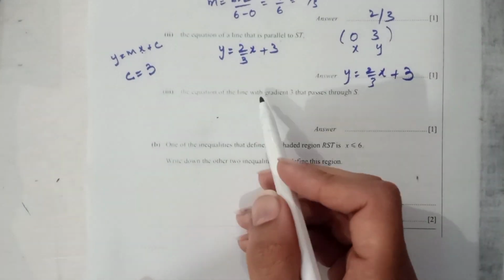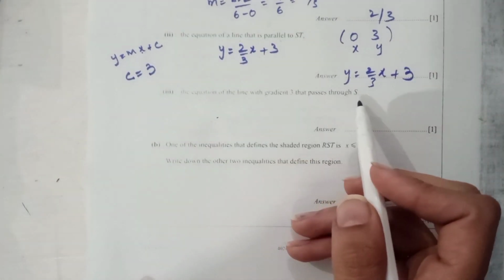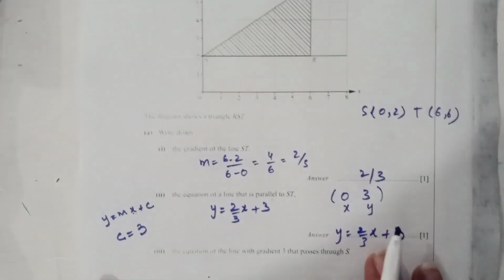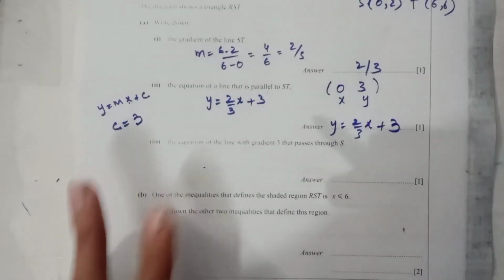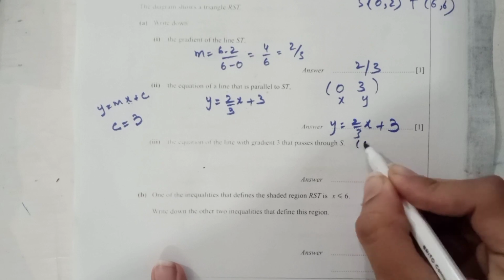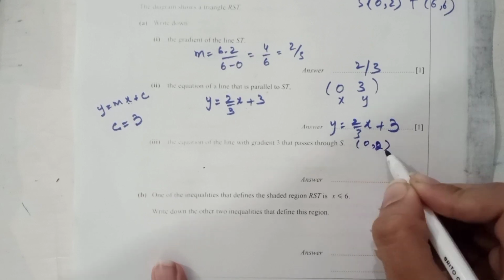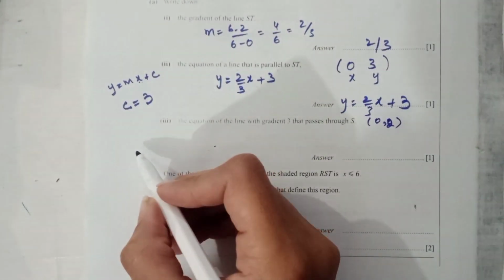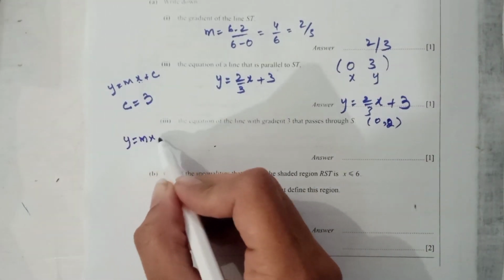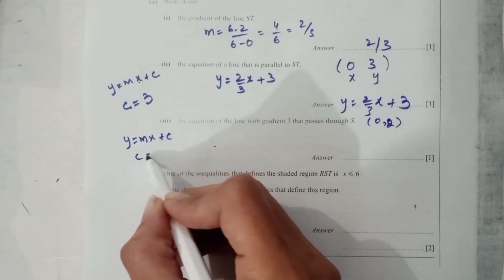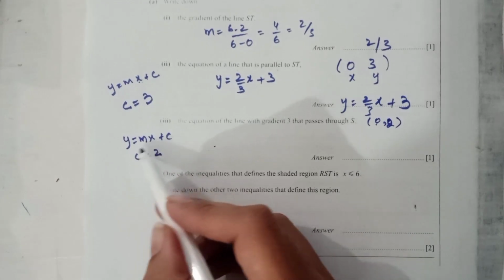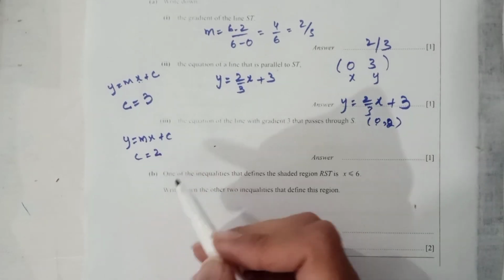Now students, third part, the equation of the line with gradient 3 that passes through S. The gradient is provided as 3 and it passes through the point S. The point S is 0 and 2. Putting this value, we get the value of C: when x is equal to 0, C is equal to 2. By putting x 0 and y 2, we get C is equal to 2.